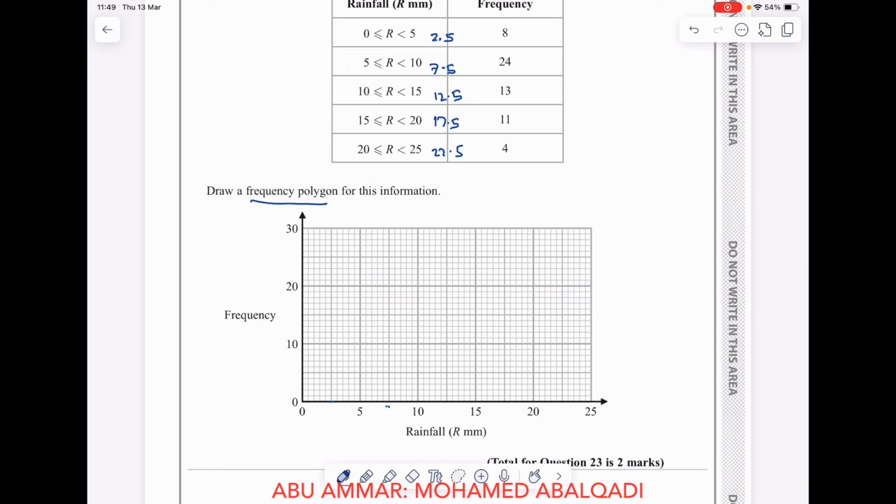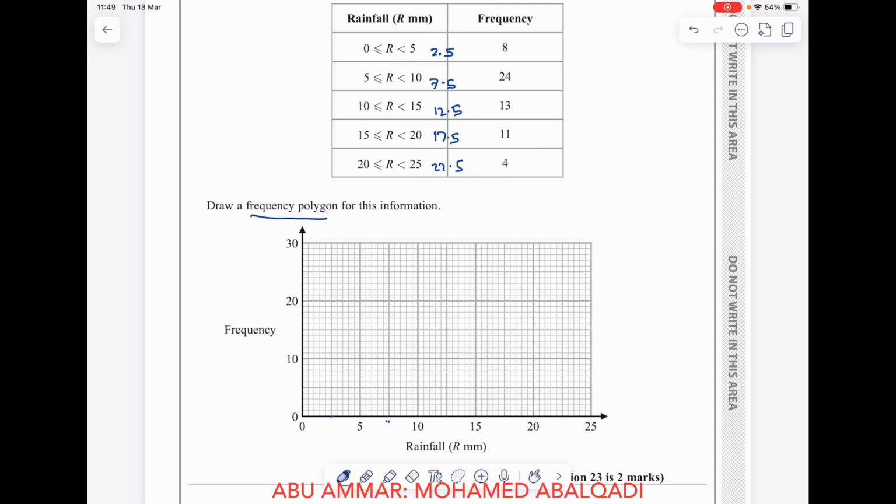Something we need to be very careful about is to look at the graph and observe the scales. So the y-axis from 0 to 10 is 10 squares, so each square is 1. For our x-axis from 0 to 5 is 10 squares, so each square is a half or 0.5. So let us plot our first point on the graph, which is 2.5 and 8. So 2.5 will be somewhere here and 8 will be here. Our next point is 7.5 and 24. So 7.5 will be somewhere here and 24 will be somewhere here.